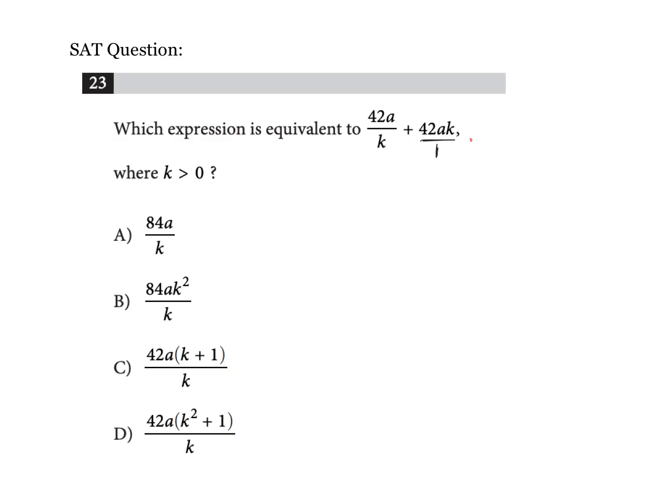K. So can I multiply by a k over k? K over k is just 1. I haven't changed it. I'm just going to make it look a little different. So what would this term turn into if I multiplied by k over k? 42ak squared over k. Love it. And I'm just going to leave my original 42a over k.